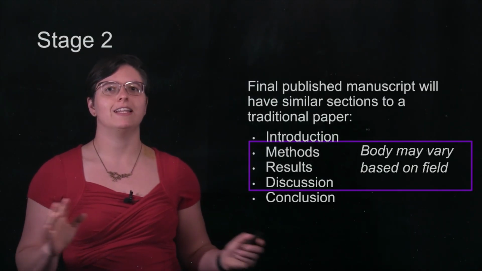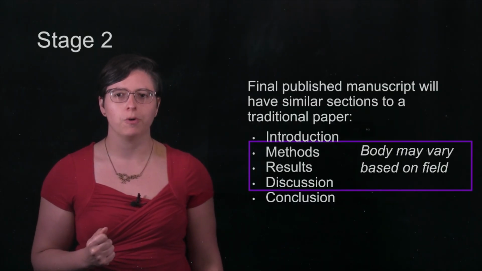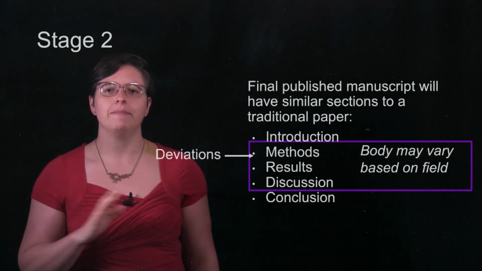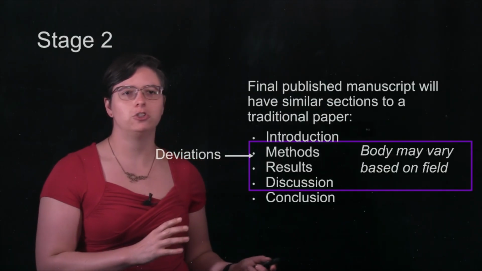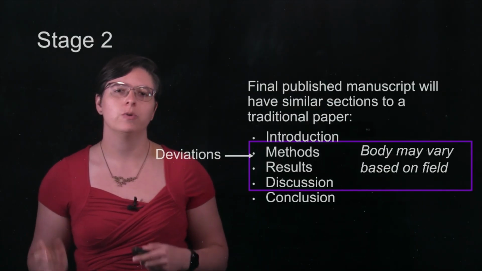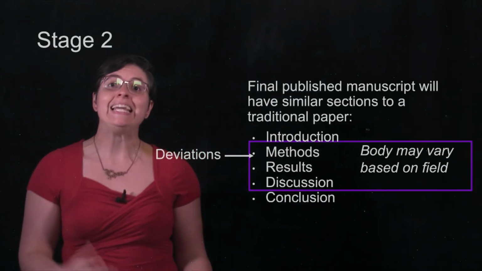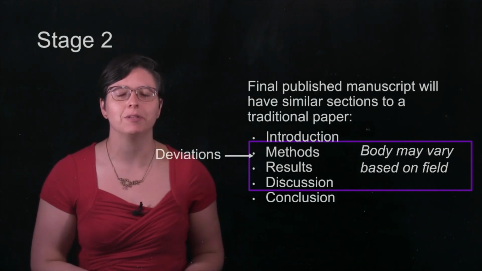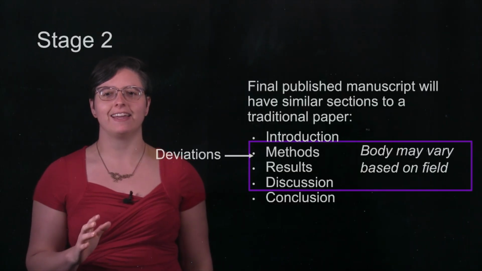Ultimately, one section that is not in a traditional paper, but you will find in registered reports, is a deviation section. This describes any deviations from your registered approach. So anything that you had to change in Stage 2 that you initially said something else in Stage 1. In the end, the point is that the Stage 2 paper should look very similar to a final traditional paper, but the steps that you'll use to get there look somewhat different.